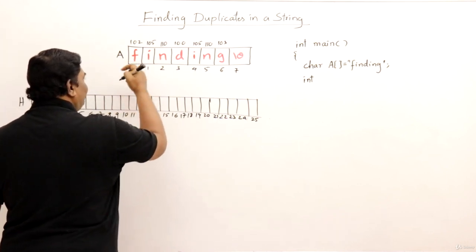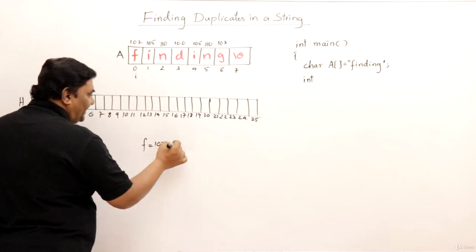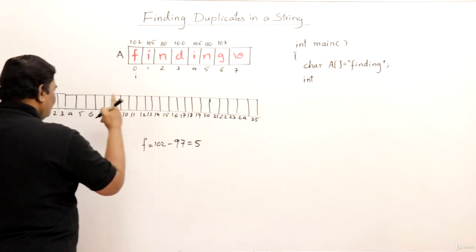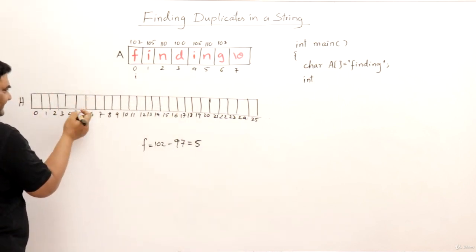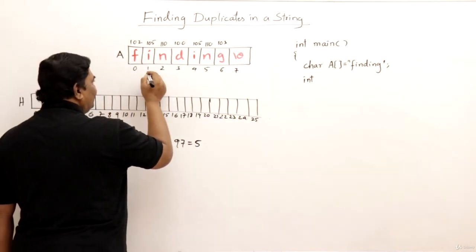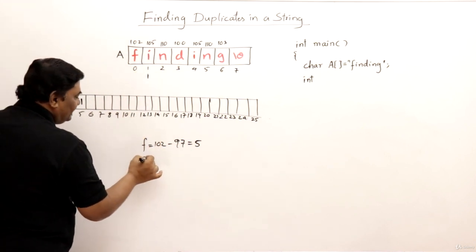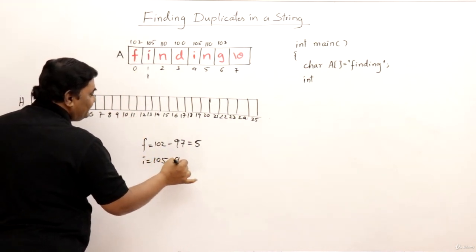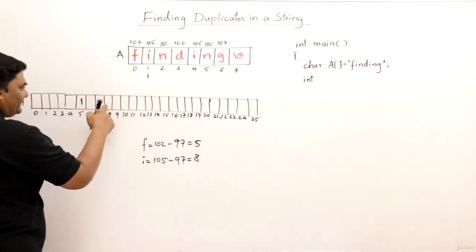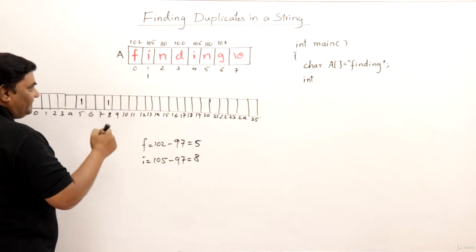First alphabet, F. ASCII code of F is 102, right? Minus 97, this is 5. So go to index 5, and already it is 0, just increment it. So it is 1. Then move to the next alphabet, I. This is 105. Minus 97, this will be 8. So go to index 8 and increment it. Already it was 0, so just make it 1.